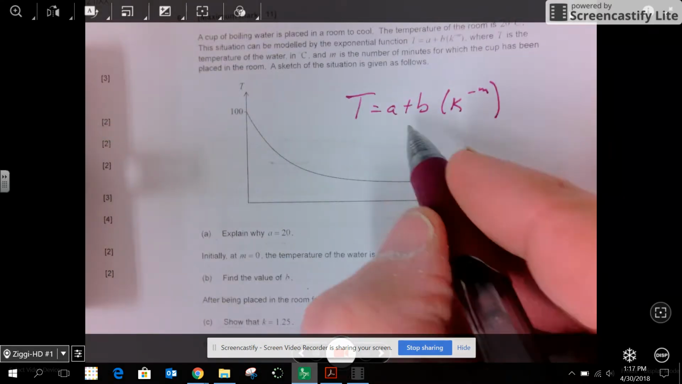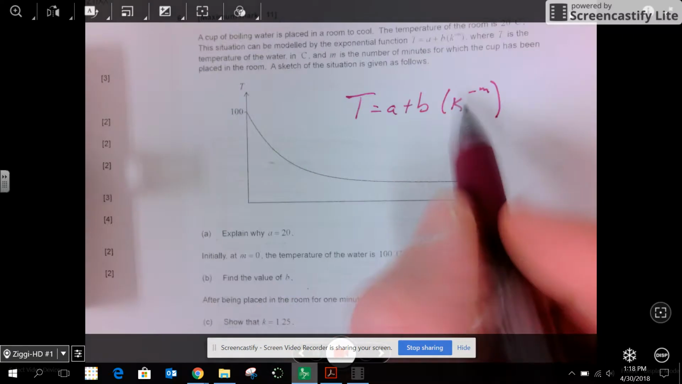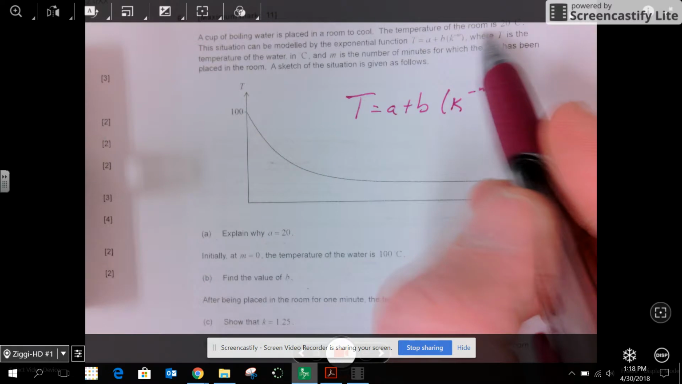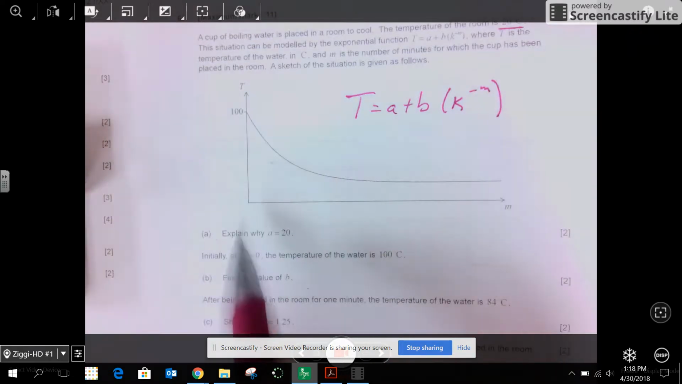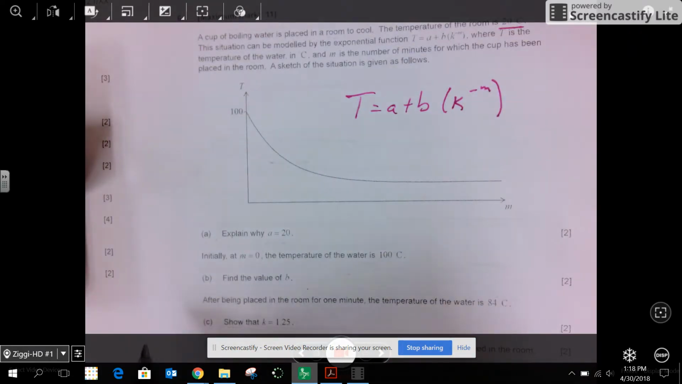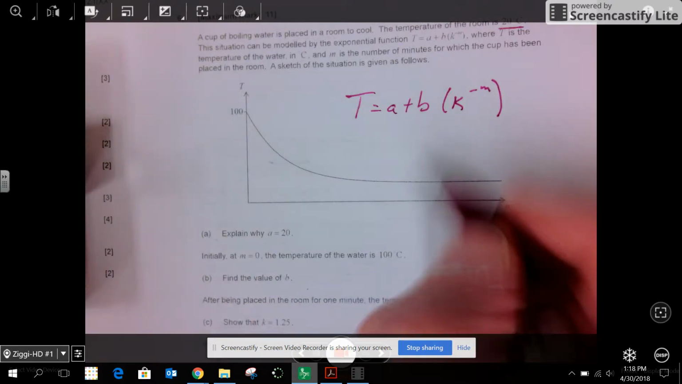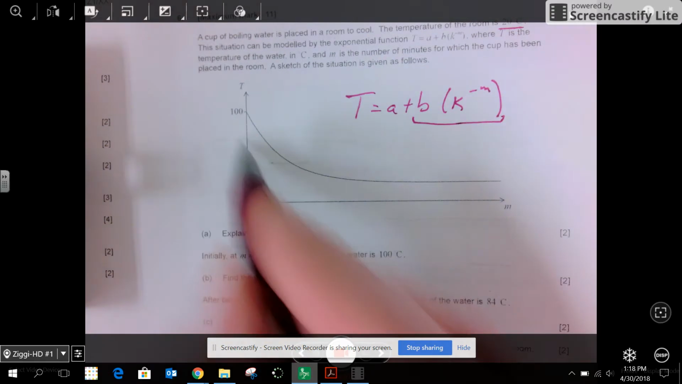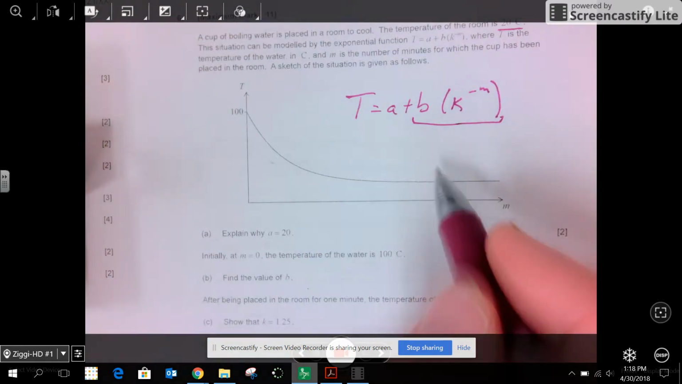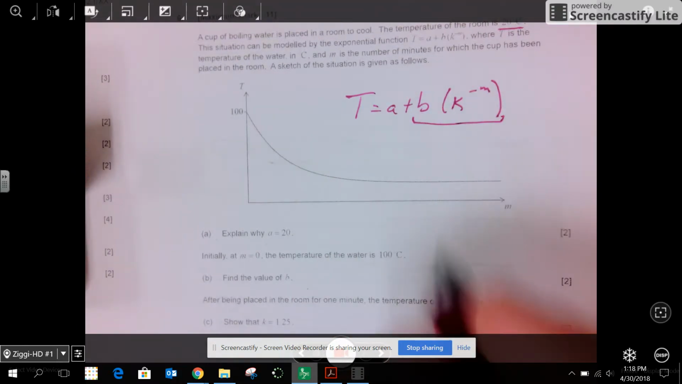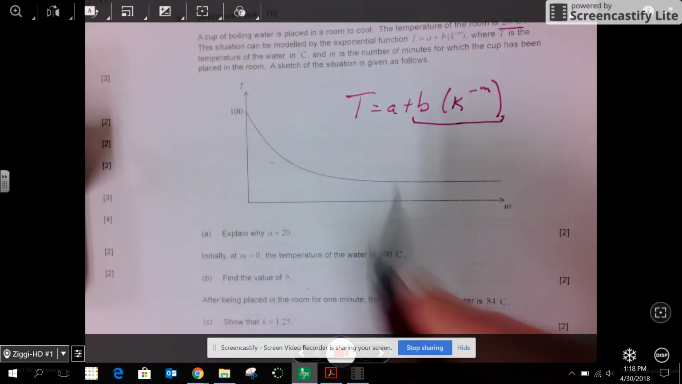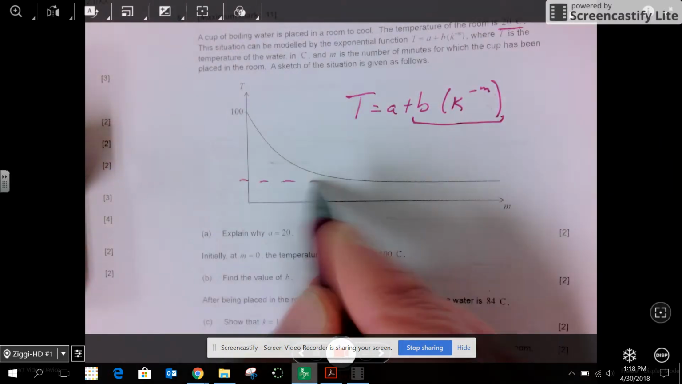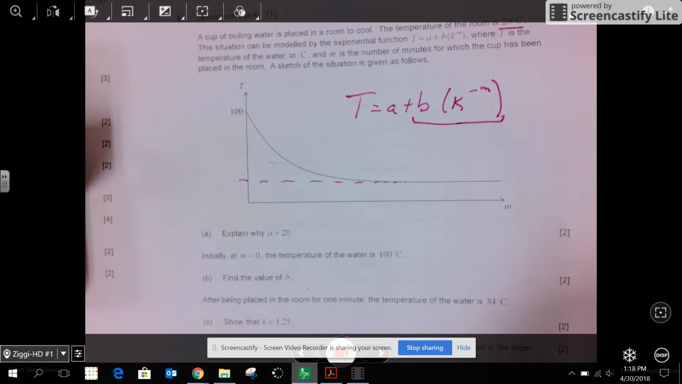Okay, so let's look at what we have. We have the temperature, a cup of boiling water is placed in a room to cool. The temperature of the room is 20. The reason a equals 20 is that the exponential part is going to level off, and normally it would level off at 0. But since there's a constant here, this is the number that we're always equal to. So because this part of it's going to be equal to 0, this is our horizontal asymptote. It's going to eventually reach the room temperature.